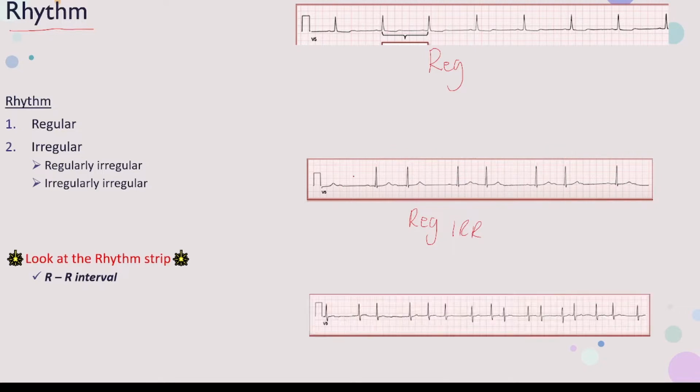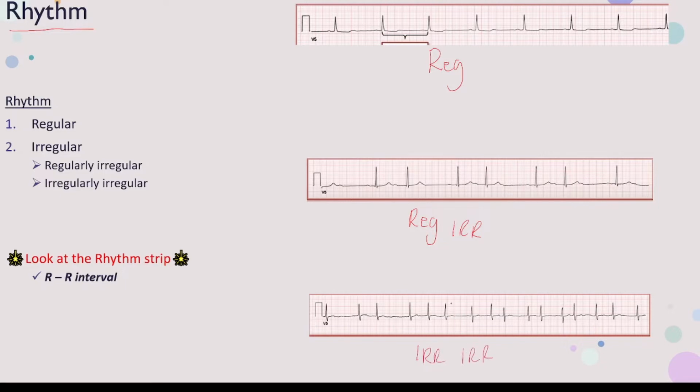And then finally we have this rhythm here, and as you can see there is no consistent rhythm here. It's all quite random. We have 2 R waves here, then 3, then a bit of a gap between these two, and so on and so on. So this one would be an irregular rhythm.